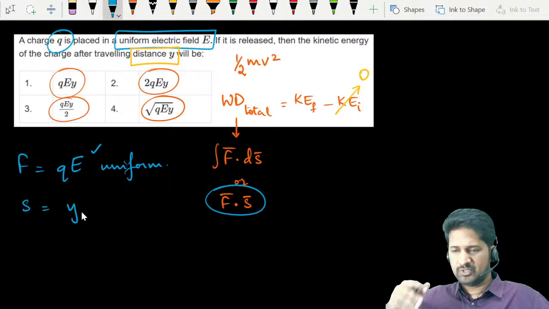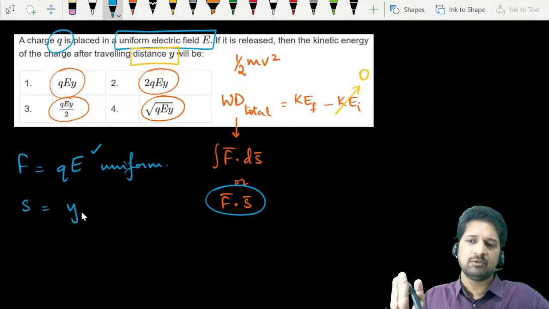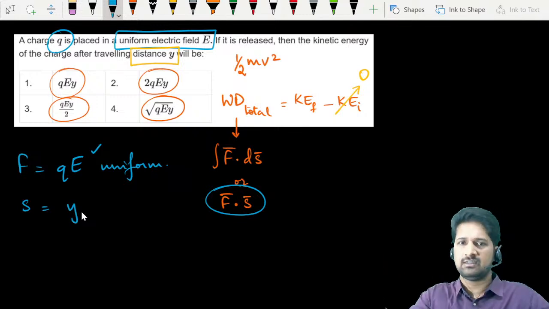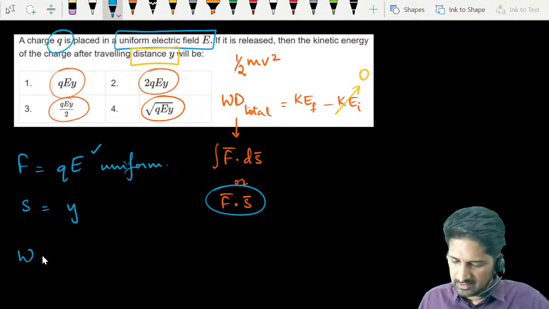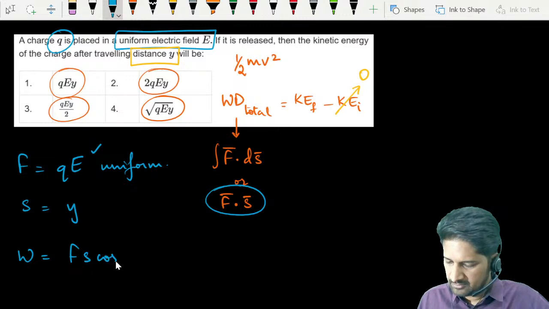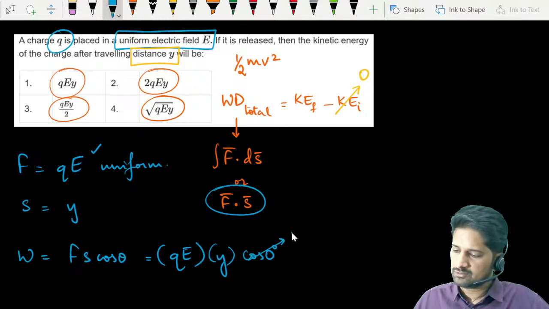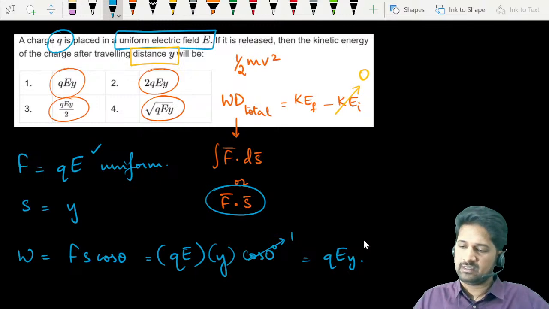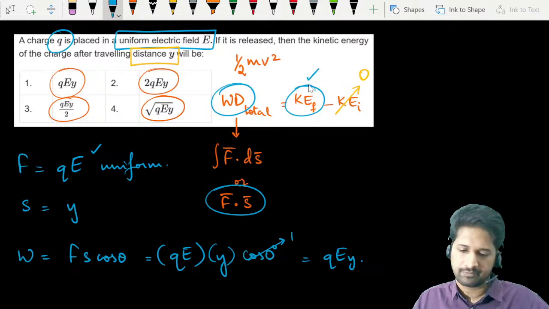And because the charge is initially at rest, the charge will move in the direction in which the force acts. So force and displacement are in the same direction. Therefore the work done here becomes, the basic formula is Fs cos theta, the force is QE and the displacement is y. The angle between force and displacement is 0. Cos 0 is 1. Therefore the work done is QEY. If the work done is QEY, then the kinetic energy will also be the same. Work kinetic energy theorem.